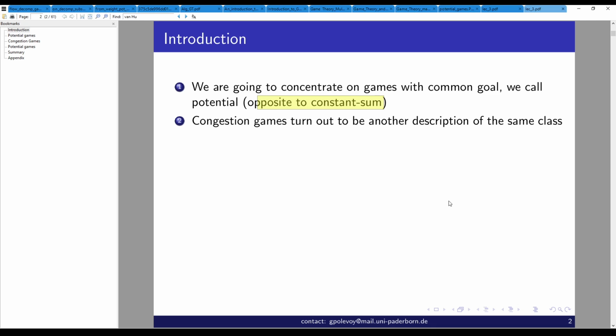and that's in a way opposite to the other class of games we are going to study, which is called constant sum games, and that is basically when people have opposite interests. So when the sum of what they get is constant, if I get more, the other person gets less. Now, that's also sometimes the case.